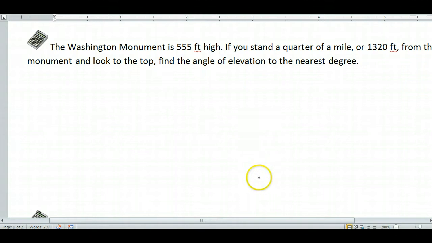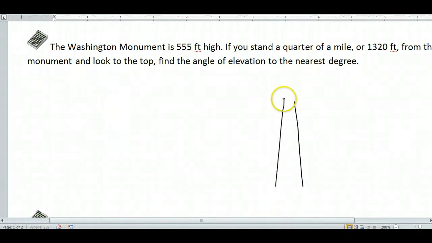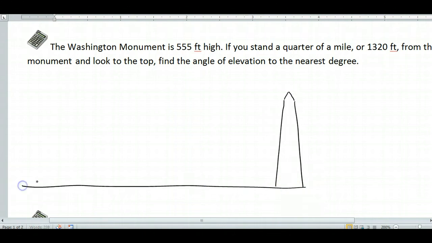Alright, so here is the Washington Monument, right here. Here we go. Right here. Here's the ground. And here is you. So, of course, you have a skirt.